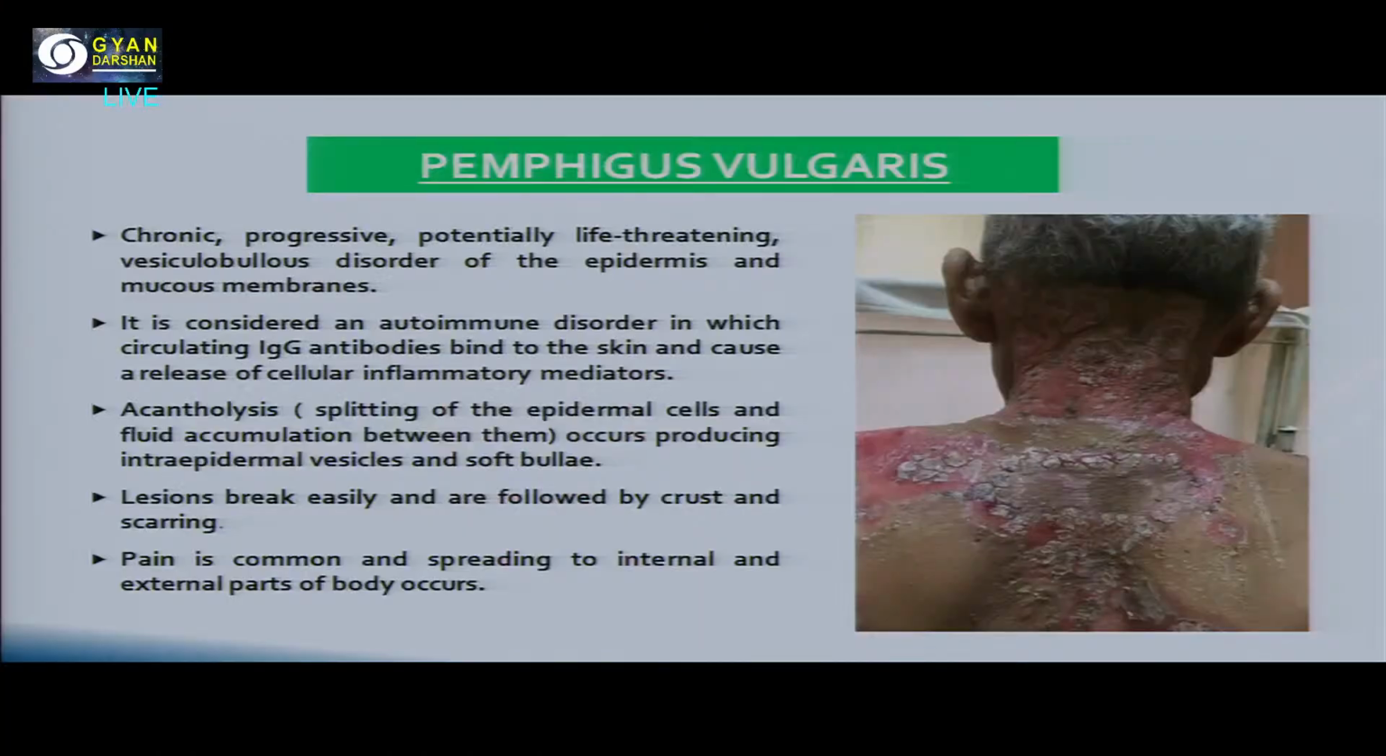Welcome back to the second part of management of patients with skin disorders. We have been discussing various disorders, which are bacterial disorders and viral disorders. We have also discussed many other infections. Now let us start with a recapitulation about pemphigus vulgaris. We have talked that pemphigus vulgaris is a chronic progressive life-threatening kind of vesiculobullous disorder, and there are plenty of scales on the patient's body, and the lesions break easily, and they are followed by crust and scarring.